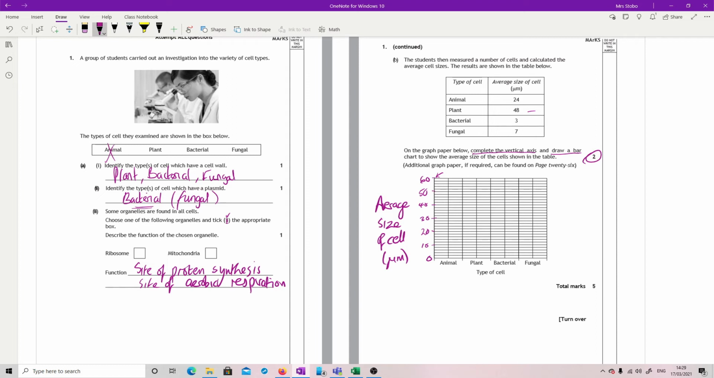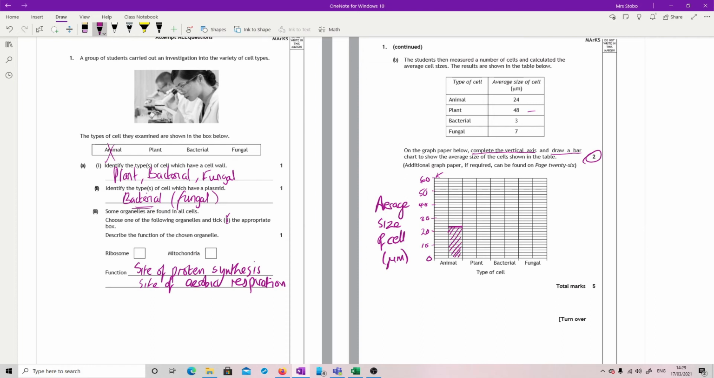You must have the same size bars and the same size gaps. Okay, so I would take it as half of each one here to make my life easier. So animal has to be 24. So that's okay because that's going to be on a line because these are going up in 2s. So animal's going to go up to 24 here. And you're going to have a neat line across. I can't do it quite as neatly. And then you're going to shade it all in going down.